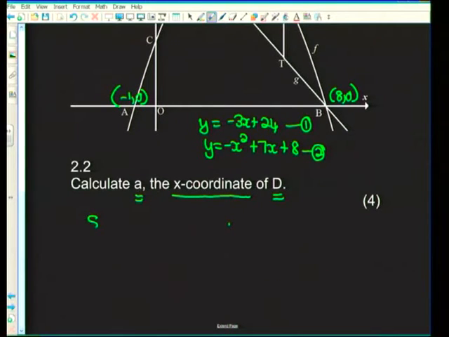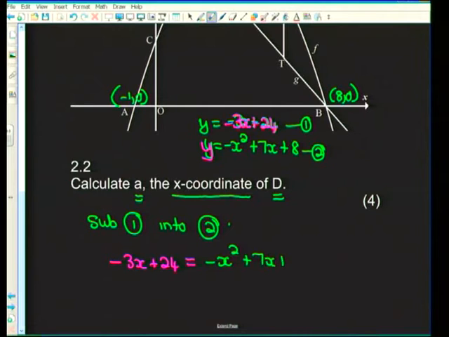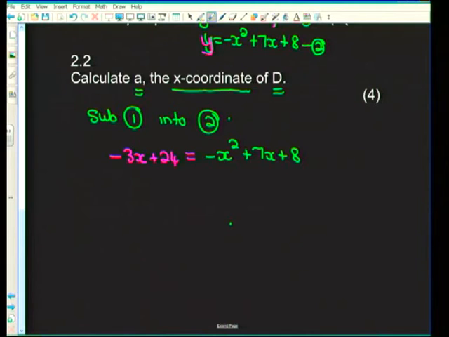And now you tell them, I'm going to substitute equation 1 into equation 2. In other words, where there is a y here, I'm going to replace it with minus 3x plus 24. So we're going to go minus 3x plus 24 equals, and then the rest of the equation is what was there, minus x squared plus 7x plus 8. Now, as you can see at this moment in time, the whole equation is in x. So what we're going to do is solve for x.